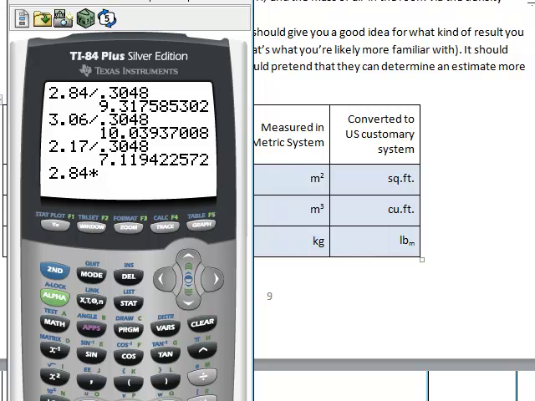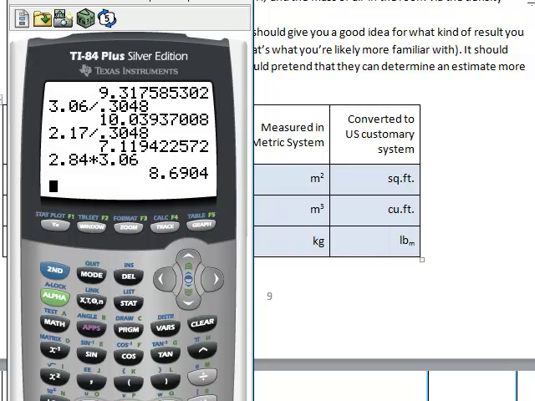2.84 times 3.06 times 2.17. Whoops, I meant to do the area first. There we go. Okay, so the area is 8.69 square meters. Again, obeying significant figures. I measured as accurately as 3, so my result needs to be 3 significant figures, 8.69 square meters. And I'll do the conversion here to square feet in a moment.